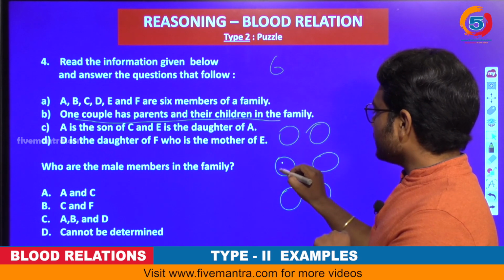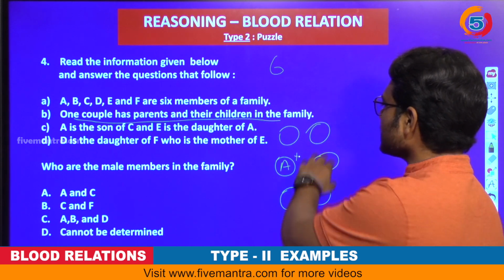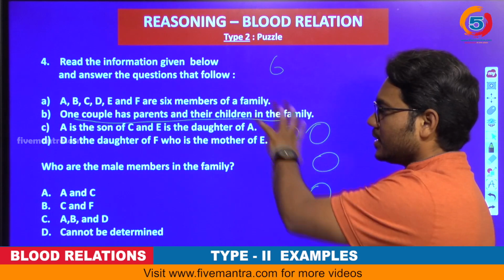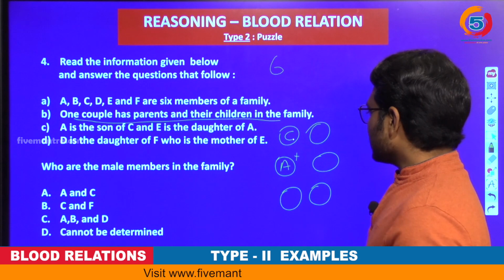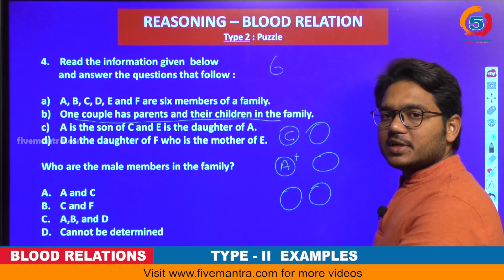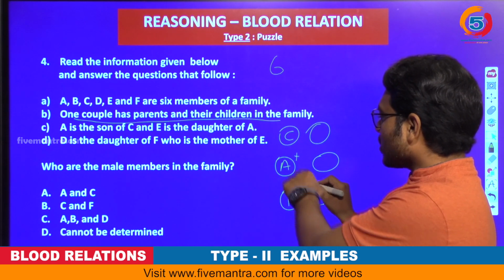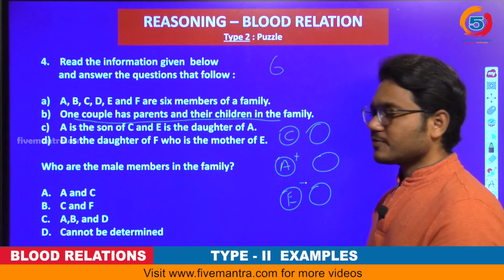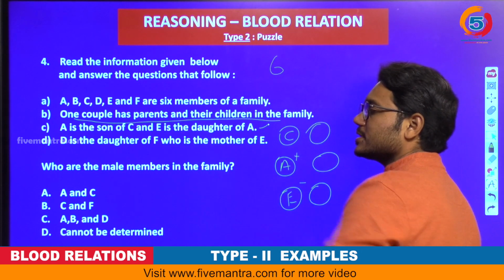So we can put somewhere here A, who is son of C. So somewhere in these 2 we can put C, isn't it? You can understand from this very point. And E is the daughter of A. So obviously one of these 2 will be the daughter of A. So we can put E here, and since she is daughter of A, obviously a female, we can put it like this from this statement. It is done now. Now get into another statement.